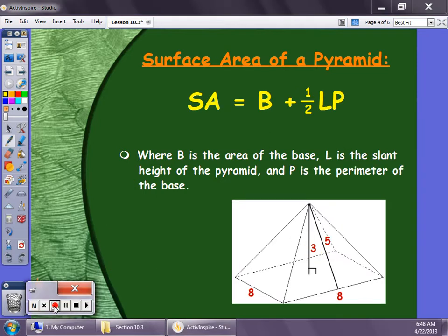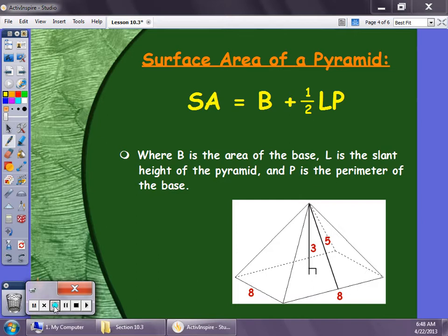To find the surface area of each pyramid, we can take the area of the base plus 1/2 times the slant height times the perimeter of the base. So again, big B represents the area of the base. L is going to represent the slant height. The slant height is the perpendicular height of the lateral face.